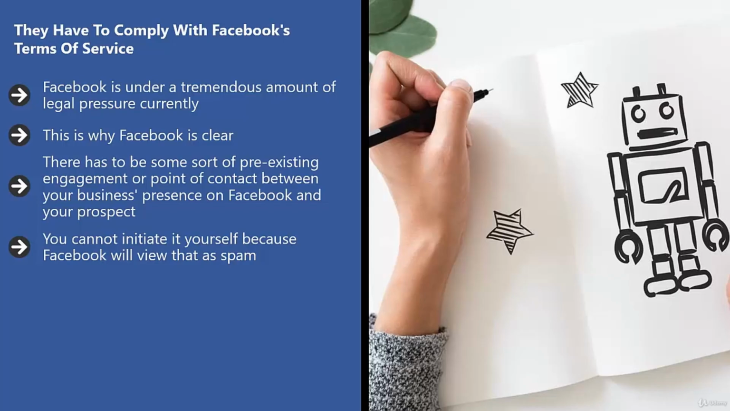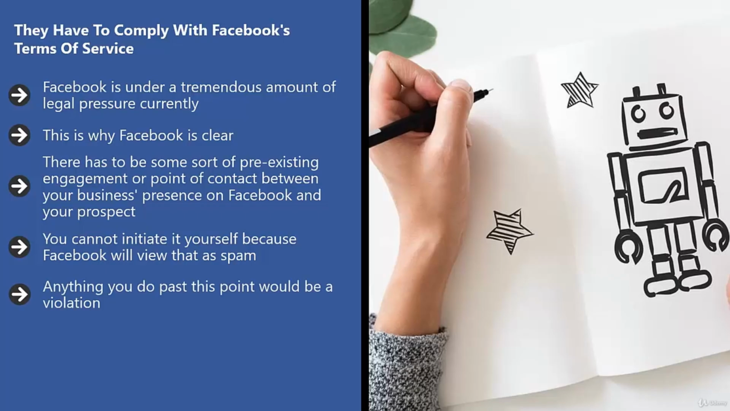Another related limitation Facebook imposes as part of its terms of service involves timing. When a person interacts with your brand on Facebook, you have 24 hours to send that person the initial message and then a follow-up message. That's all you're allowed.